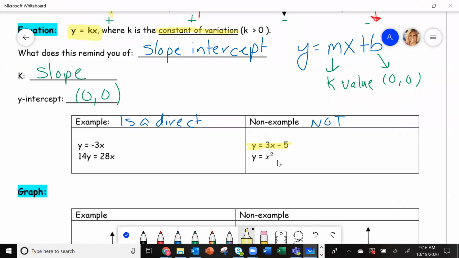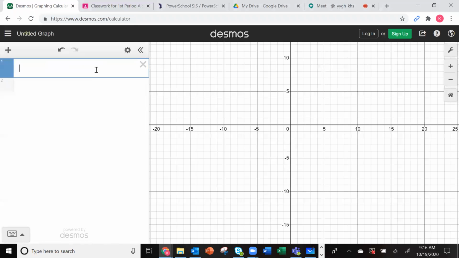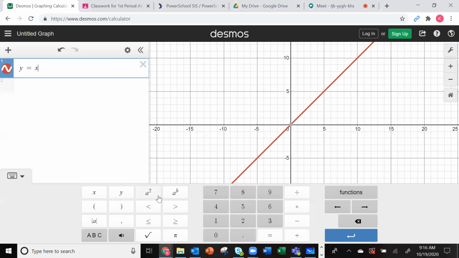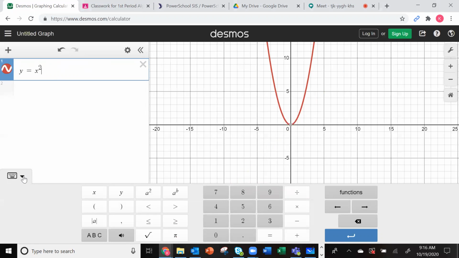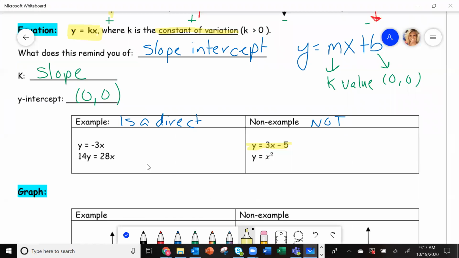So let's look at the second one, y equals x squared. Let me go in here, y equals x. To get the squared, remember you go down here to the bottom where it says show keypad, click here, and it's going to give you your squared. Okay, well, look at this. It goes through 0, 0, but it's supposed to be linear. Linear means a straight line. Is this a straight line? No, it's a curve. It's a curved shaped thing called a parabola. It's not linear. So that's why it's not a direct variation.